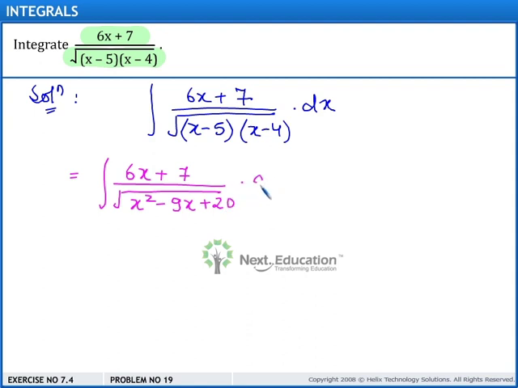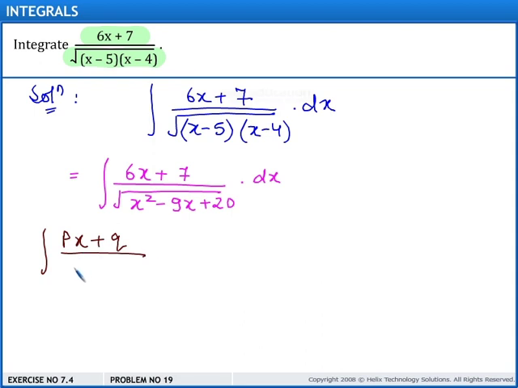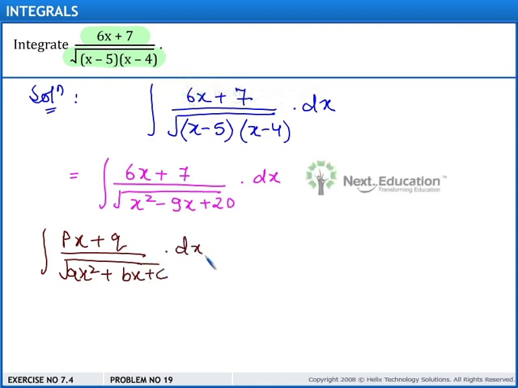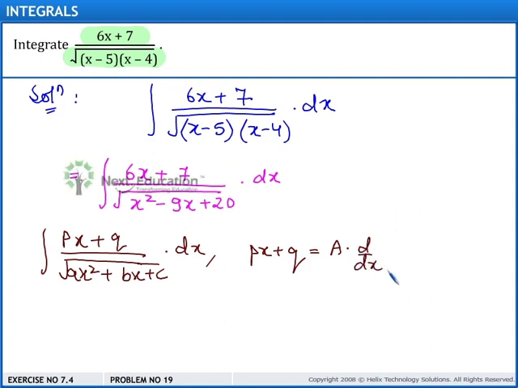+ 20 dx. Now, if we have the integral of the type (px + q) divided by the square root of ax² + bx + c dx, then in this case we try to write the numerator, that is px + q, as a times the derivative of ax² + bx + c plus the constant b.